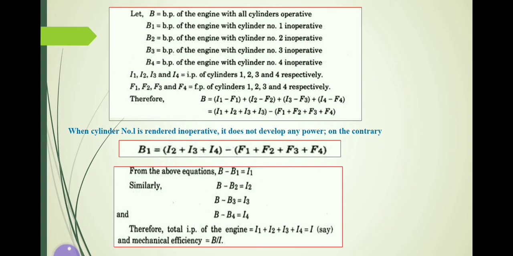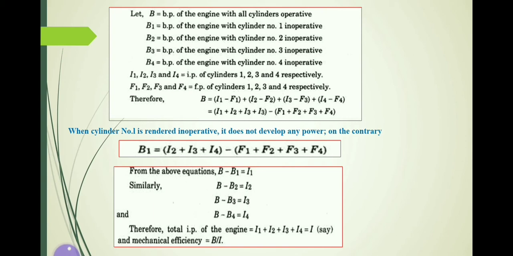Now in this Morse test, what we have to do is make each cylinder inactive for some time, one by one. That means first we make cylinder 1 inactive and measure the brake power. Second, we make the second cylinder inactive and measure the brake power. In this way, we make all the cylinders inactive one by one and measure the brake power.